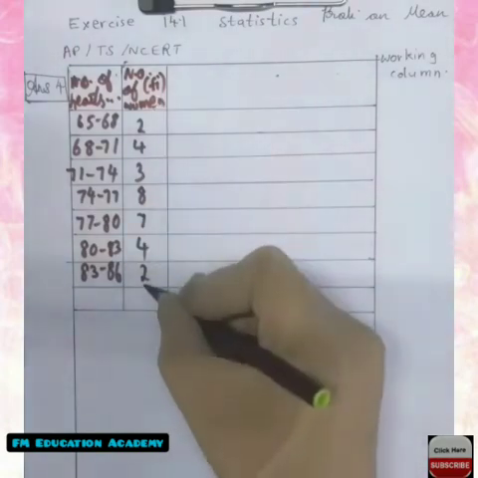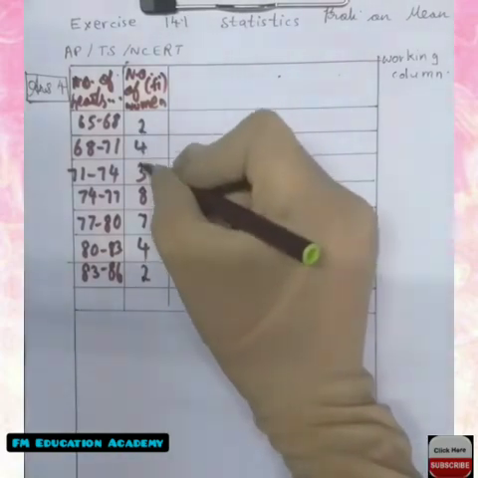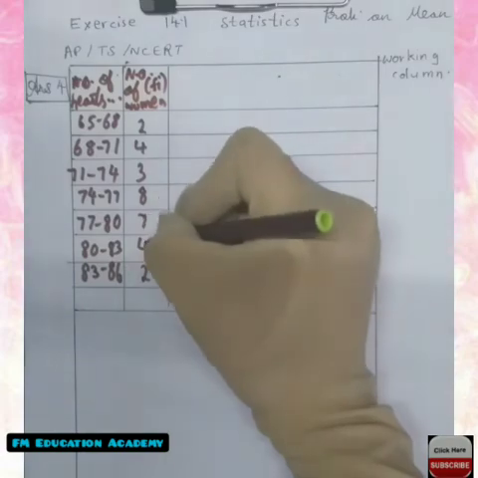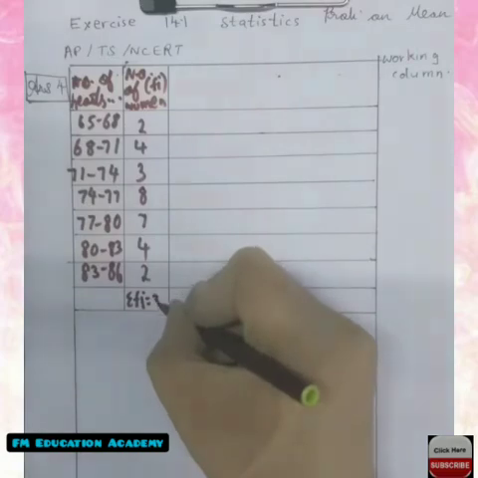Let us add all this and see whether we are getting 30, which was there in the question. The total frequency is 30. 2 plus 4 is 6, 6 plus 3 is 9, 9 plus 8 is 17, 17 plus 7 is 24, 24 plus 4 is 28, 28 plus 2 is 30. We got sigma fi as 30.